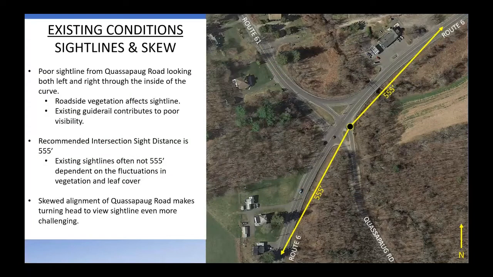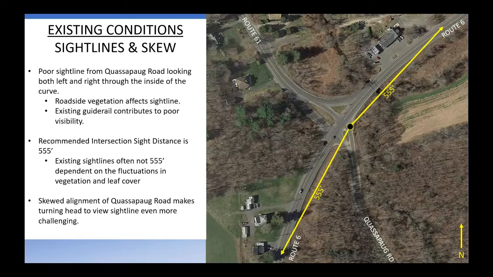An important aspect of intersection safety when dealing with stop-controlled side streets is the availability of adequate sight lines to the main road. Proper sight lines allow vehicles entering from the side streets adequate time to determine the speed of oncoming vehicles and find an appropriate gap in traffic to enter the main road safely. At this intersection, there are poor sight lines from Quassapaug Road looking both left and right through the inside of the curve on Route 6.